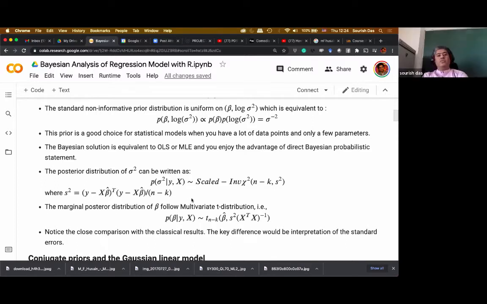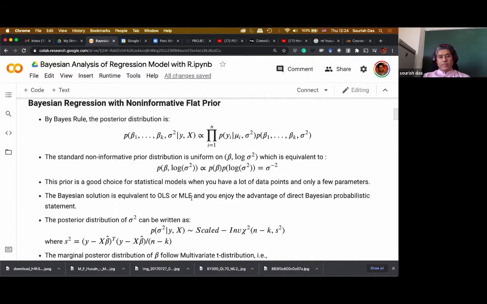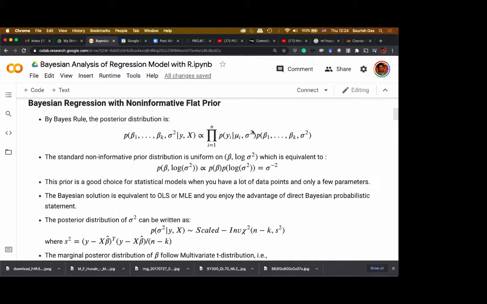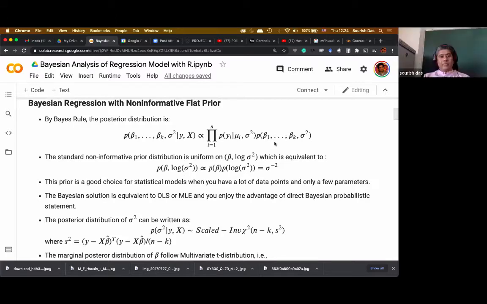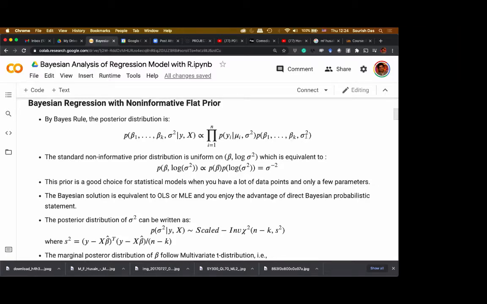No, we are not assuming anything. In the Bayesian method, we have a likelihood and we have assumed a prior distribution on beta 1 to beta k and sigma square. Yeah, Bayesian I understood. I'm asking about the frequentist.